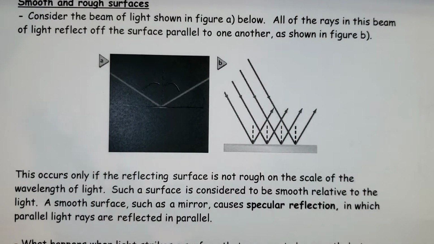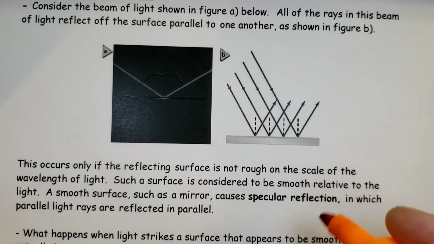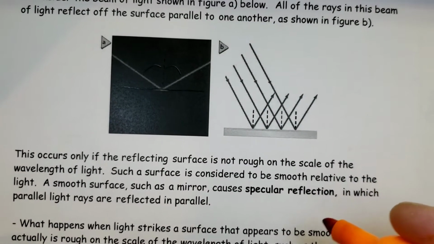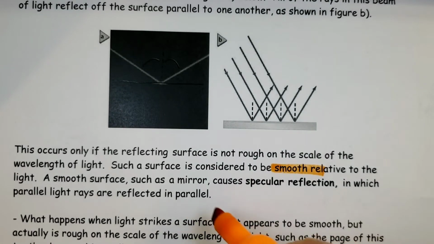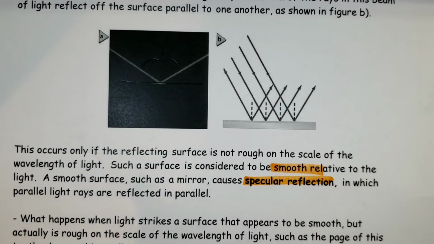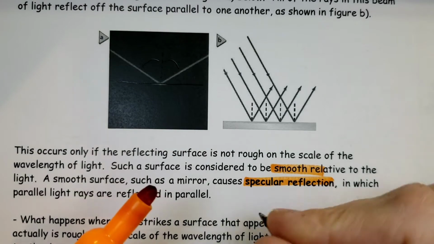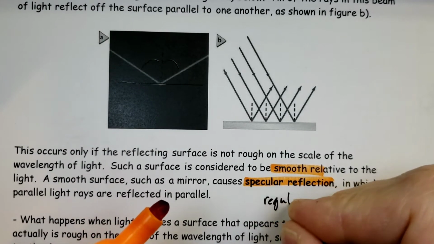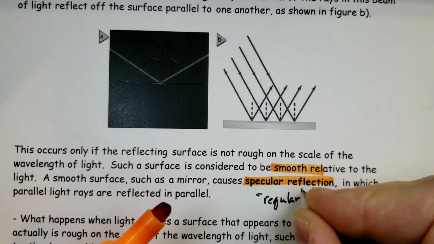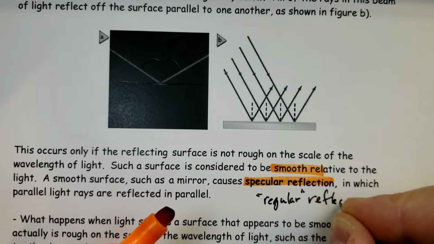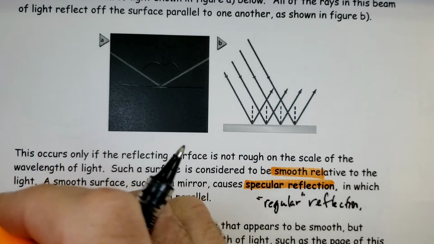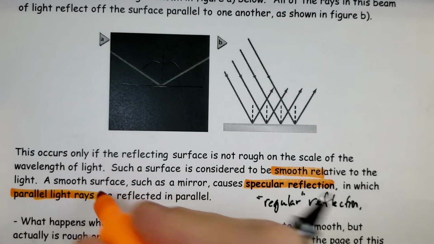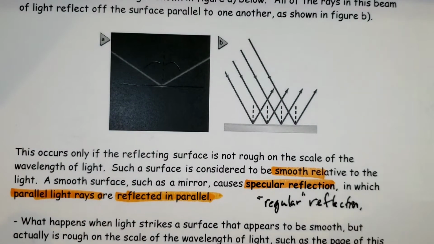This occurs only when the reflecting surface is not rough on the scale of the wavelength of light. Such a surface is considered to be smooth relative to the light. A smooth surface such as a mirror causes specular reflection, which we could say is almost like regular reflection of how we would perceive it. So parallel light rays coming in are reflected parallel.